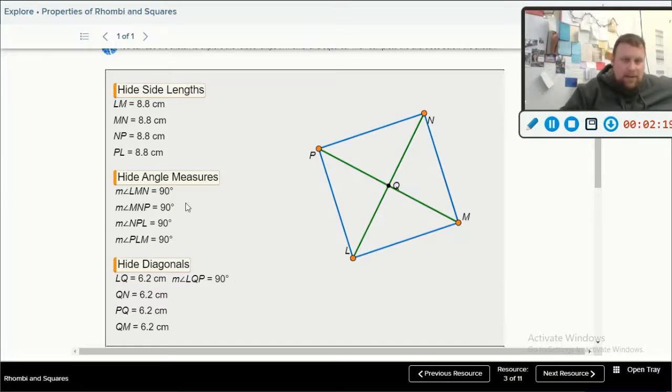Now we've got the angle measures. Oh, I had all the angle measures. Now we're at a square. I didn't have a square before. Now I got a square going on. So let's look at this. All the angles are measuring 90 degrees. We needed that. I didn't check that first. Once they're all 90 degrees, guess what? These are all going to be 6.2.